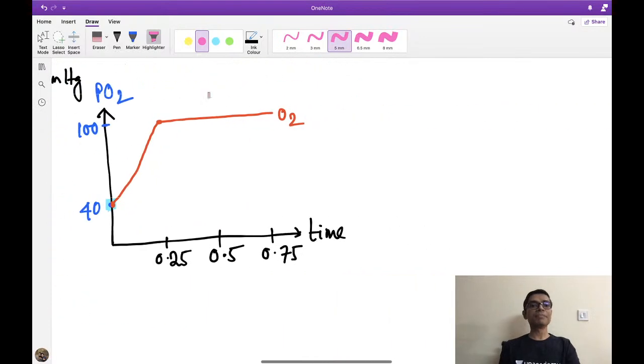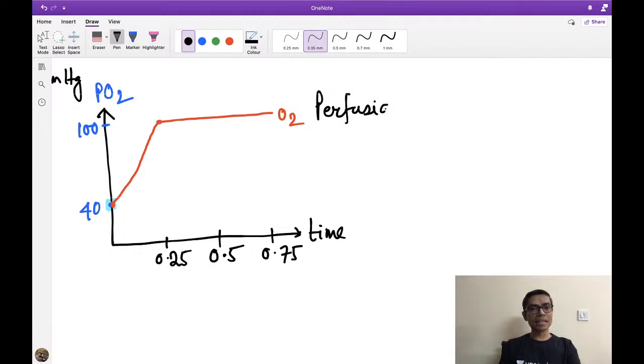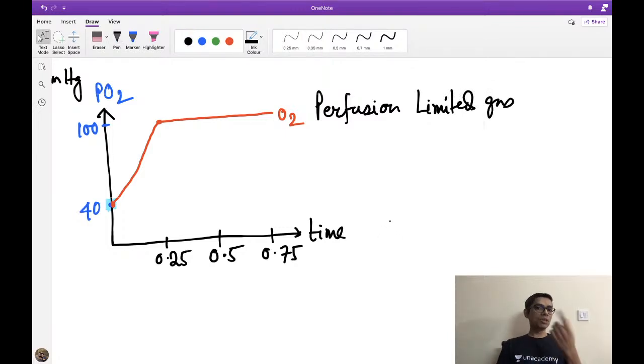That's why this diffusion of oxygen is known as perfusion limited gas diffusion. Perfusion is the limiting factor. If you change the perfusion, then you can increase the amount of oxygen diffusion. Otherwise, initially the diffusion of oxygen is so good that diffusion equilibrium has been reached. You cannot transfer more oxygen to the capillary because the diffusion equilibrium has already been reached. So the only way to increase the diffusion of oxygen is by increasing the perfusion or the flow of blood.